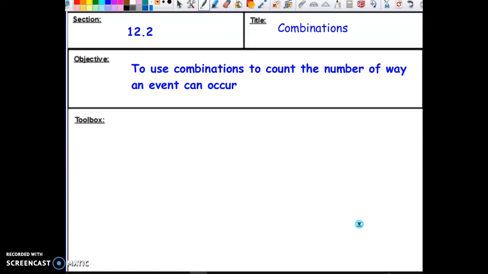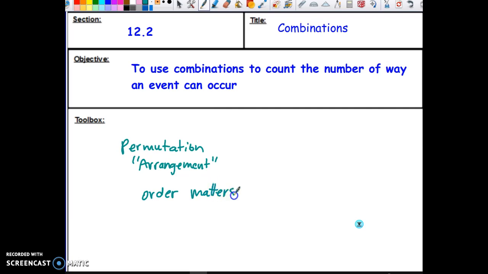Today we're going to use combinations to count the number of ways an event can occur. So yesterday we talked about what was called a permutation. This is an arrangement. So if you think of the word permutation, that's an arrangement. And in an arrangement, the order matters. Because if I arrange things in a certain way, the order is important, because if I order it differently, then the arrangement looks different. Okay, order matters.